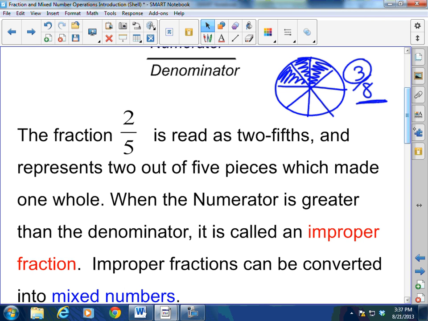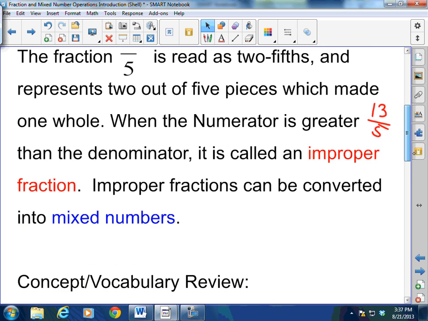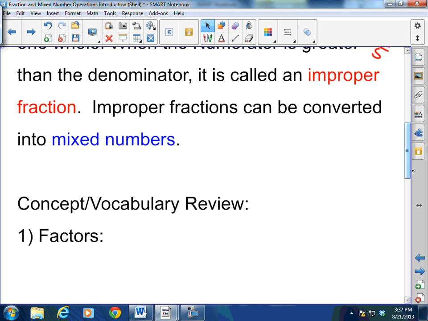When the numerator is greater than the denominator, my friends, it is called an improper fraction. For example, 13/5. That is an improper fraction. It is a fraction, but it is called an improper fraction. And improper fractions can be converted into mixed numbers. How does that work? Well, it's very simple, actually. Let's go ahead and take the example we had. Say we have 13/5. I can convert that into the mixed number very easily by just simply dividing.